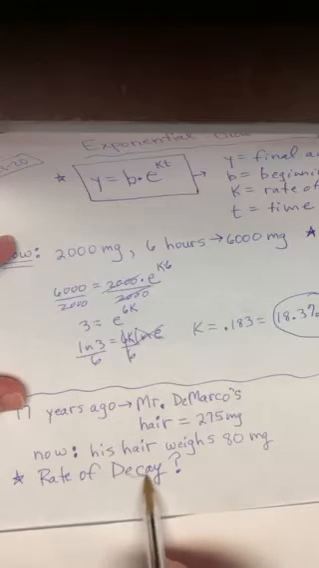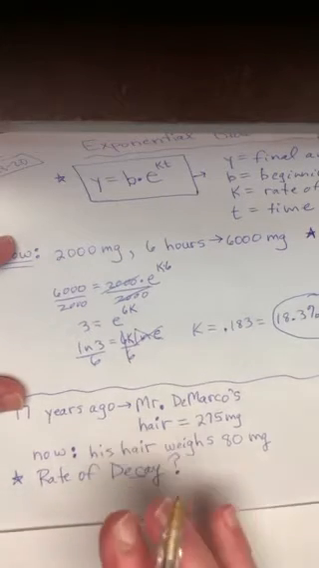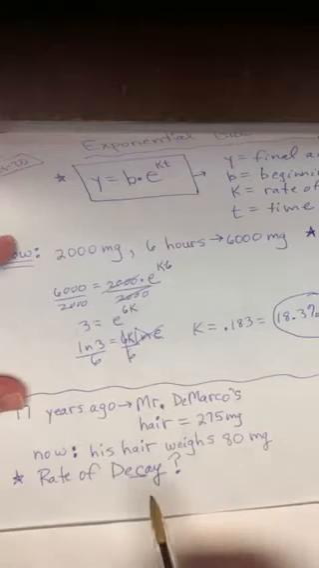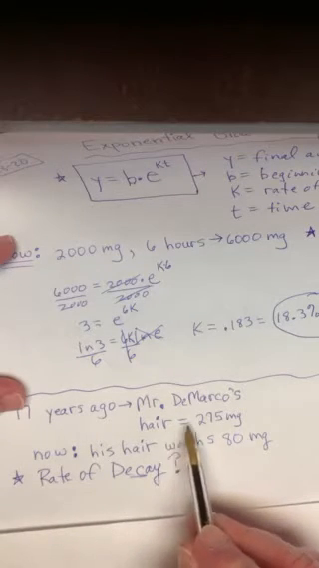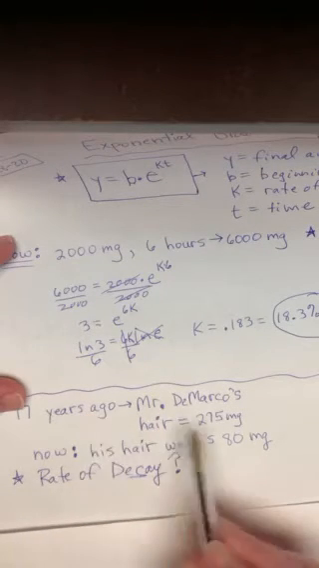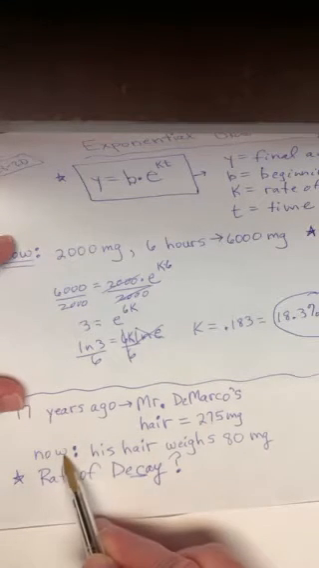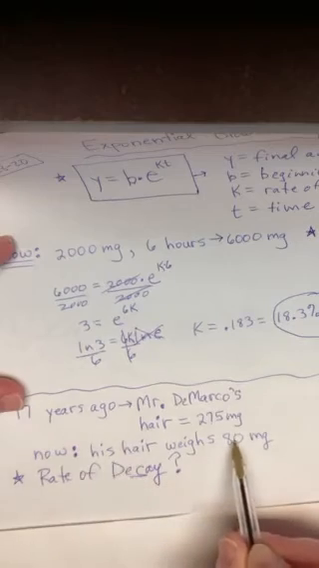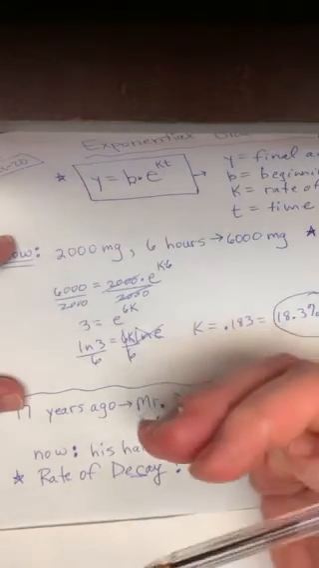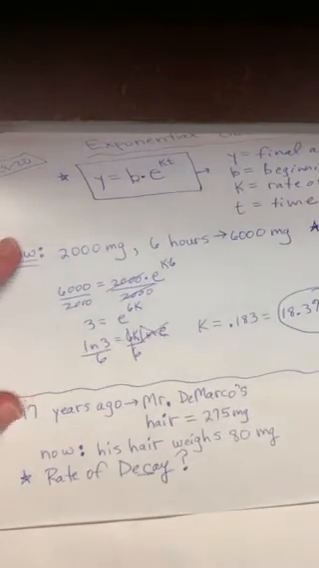Now I can use the word decay, even though I also could have said, what's the growth rate? I knew it was a decay problem because what? He started out 17 years ago with 275 milligrams of hair. Now, 17 years later, it only weighs 80 milligrams. So it weighs less now than it did at the beginning.